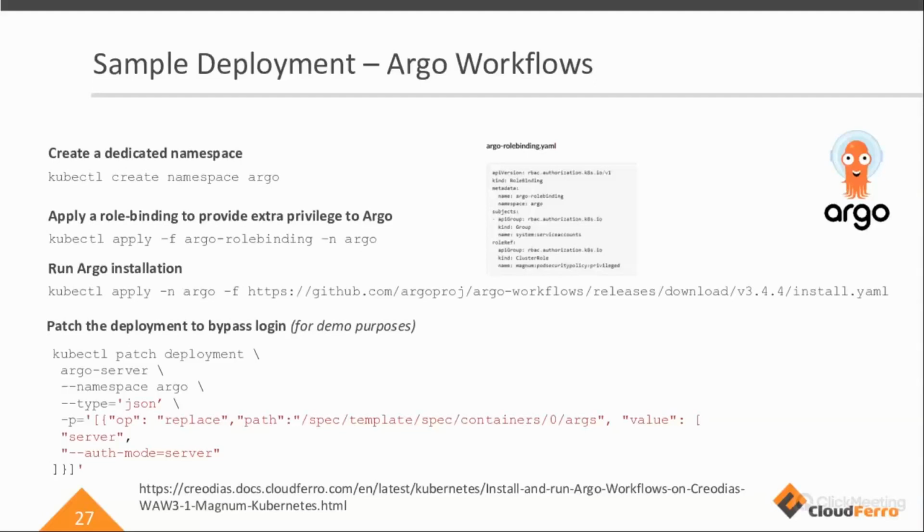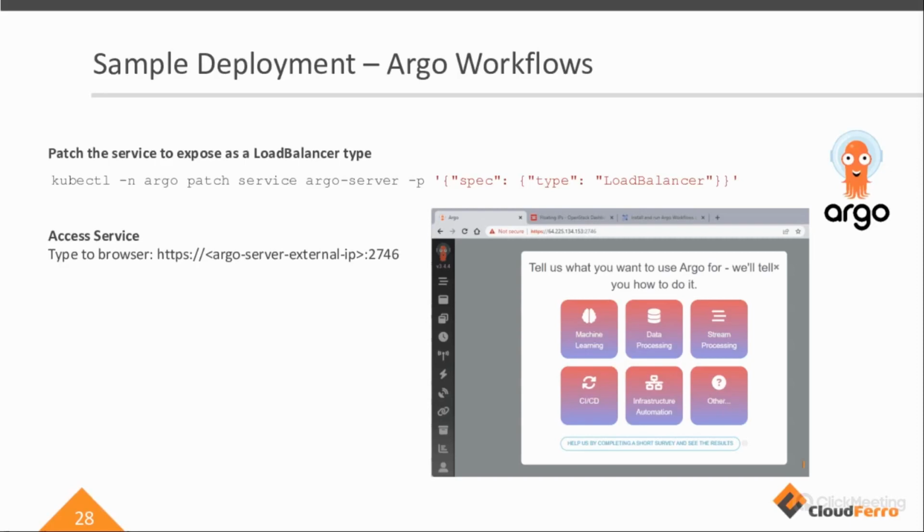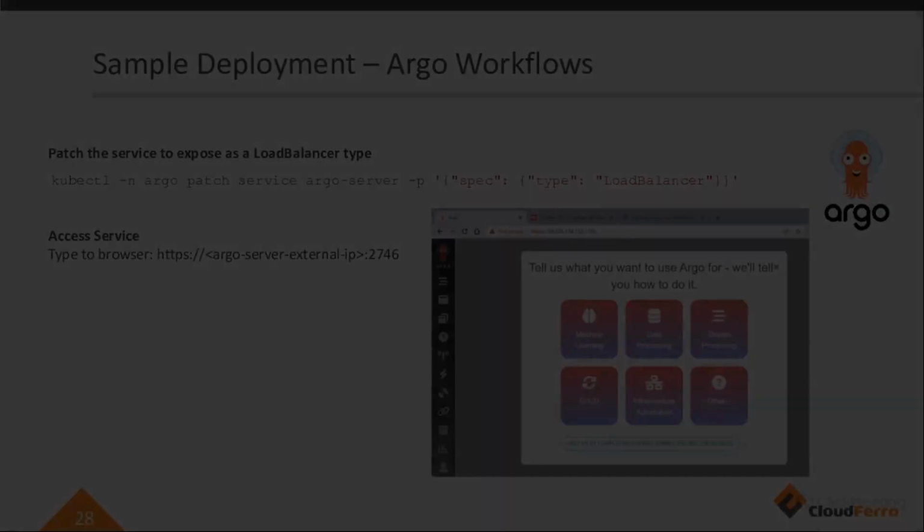Similar as in JupyterHub, we create a namespace, we apply this role binding to overcome some security constraints. We run the installation. This one is not with Helm, but with a custom YAML file that deploys various resources. We will patch this deployment for demo purposes because it also requires authentication, but here we just need to put this construct to change the authentication mode to server. We might want to change it for production. One thing that we will also change is the type to load balancer so that it is exposed publicly on the internet.